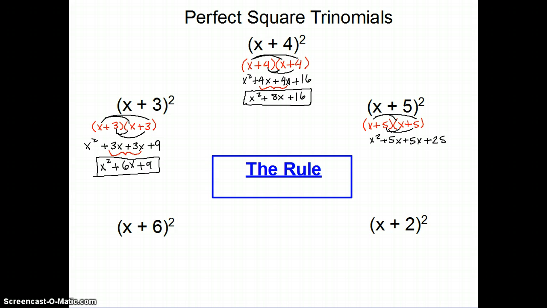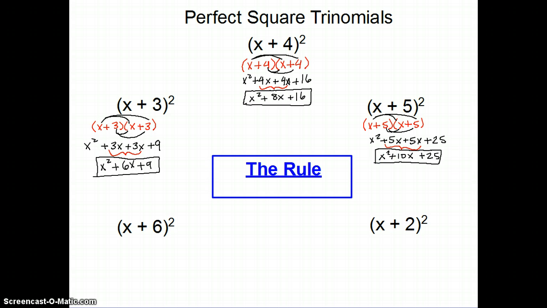Again, as in the previous two, you should see two of the exact same terms in the middle. So all I'm going to do is double this term, 5x, to get 10x. And I still have the x squared in front and the plus 25 behind. So this is the FOILed form of my original expression.